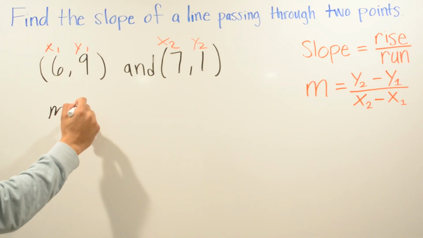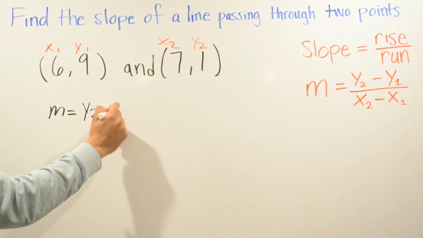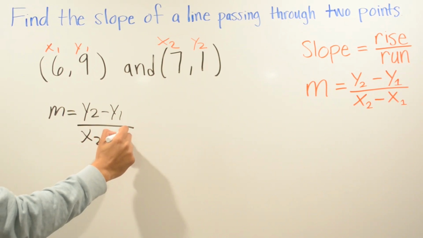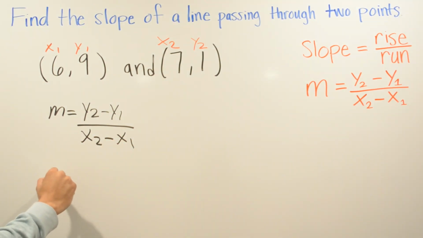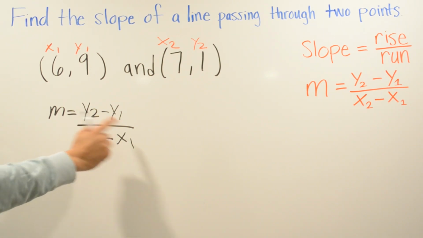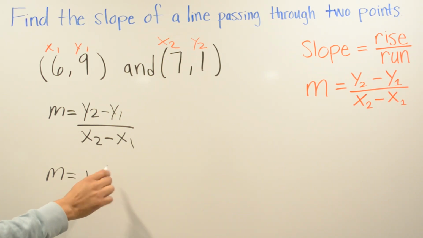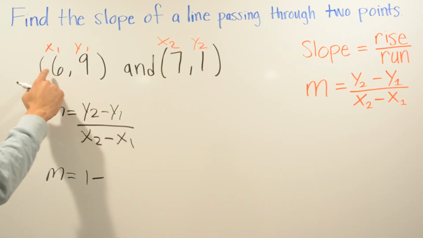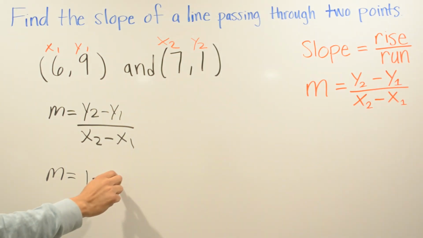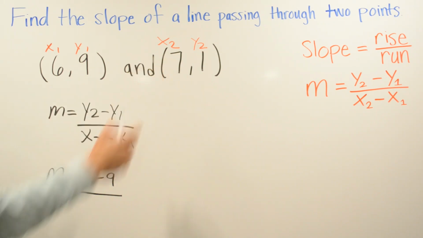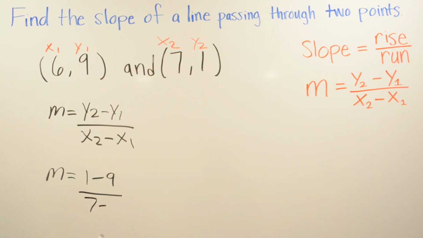M equals y2 minus y1 divided by x2 minus x1. Go ahead and plug in your y2, which we're going to get from the right side, is 1, minus our y1, which is 9, divided by our x2, which is 7, minus our x1, so x1 is going to be 6.